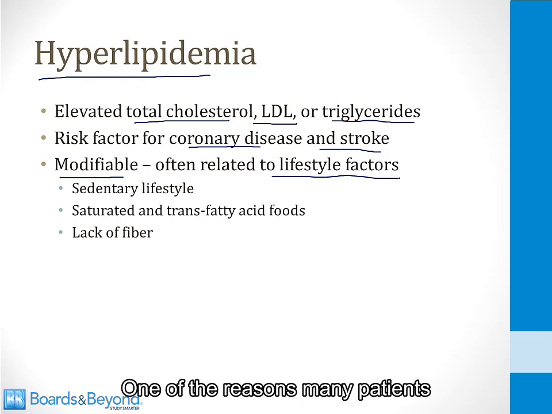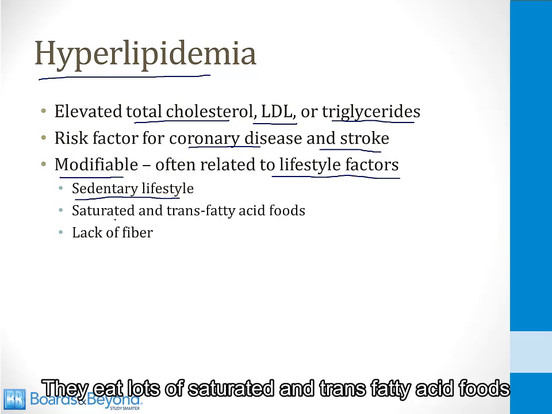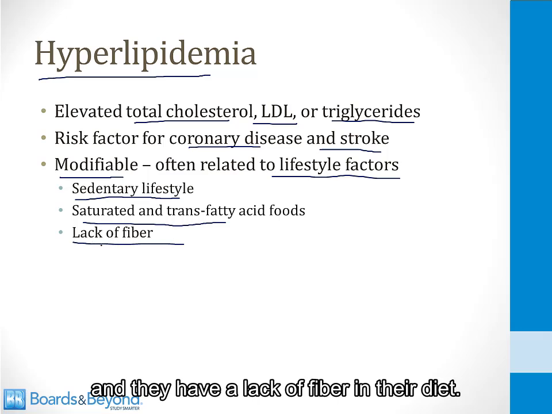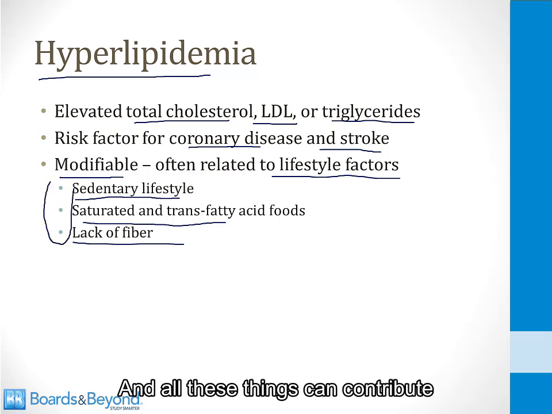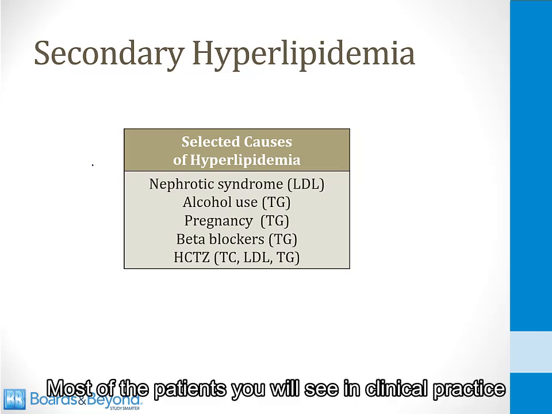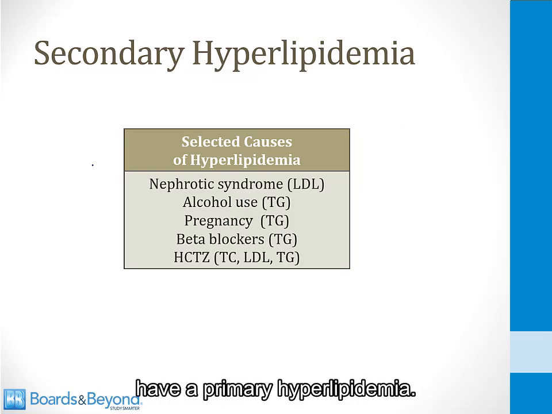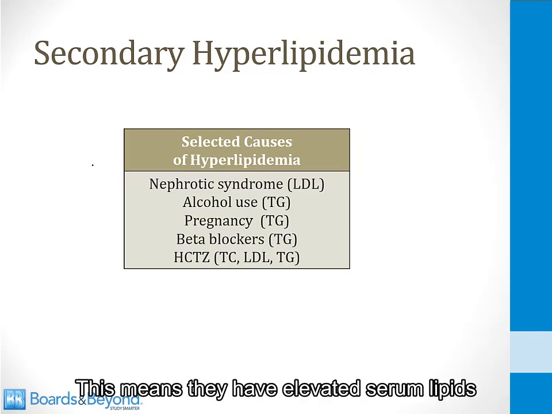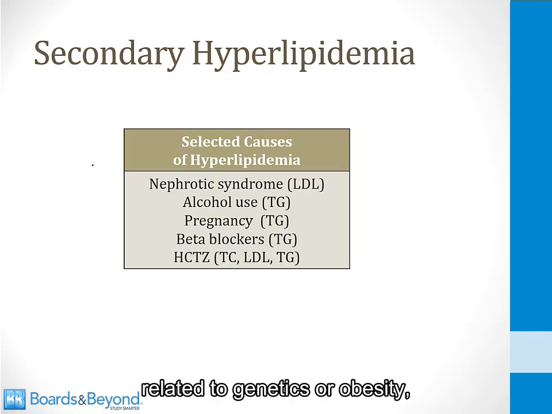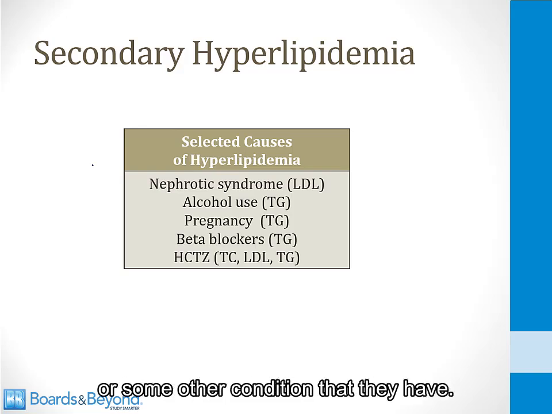One of the reasons many patients have hyperlipidemia is because they lead a sedentary lifestyle, they eat lots of saturated and trans fatty acid foods, and they have a lack of fiber in their diet. And all these things can contribute to high levels of plasma lipids. Most of the patients you will see in clinical practice have a primary hyperlipidemia. This means they have elevated serum lipids related to genetics or obesity, but not secondary to a medication or some other condition that they have.